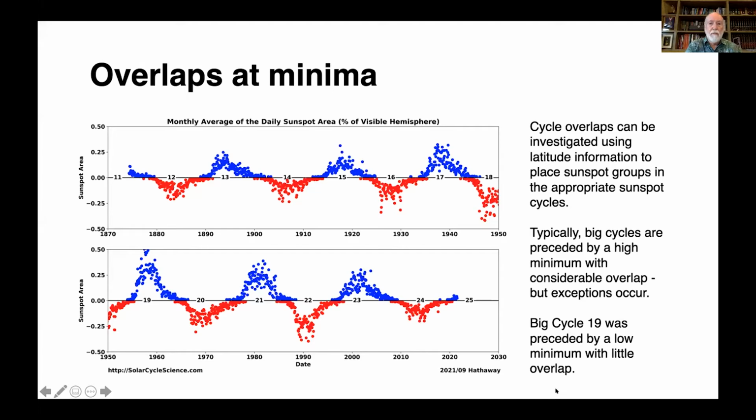One key outlier is cycle 19 over here, which had a very short overlap with cycle 18. Cycle 18 basically just died and cycle 19 came on real strong. So there's very little overlap there, and that influences some of the statistics we have for that minimum.